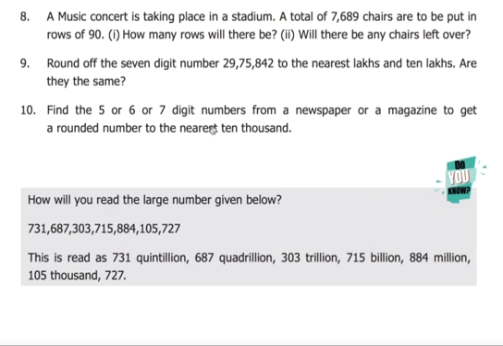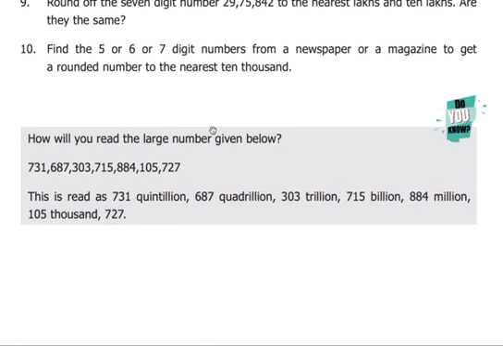Right. Round off the 7-digit number to the nearest lakhs and 10 lakhs. Are they the same? How can they be the same? They are not going to be the same. Okay. Nearest 10 lakhs means that is 30 lakhs. Nearest lakh means, yeah, they are going to be the same, I guess. 29 lakhs, yeah, they are going to be the same. 30 lakhs only.